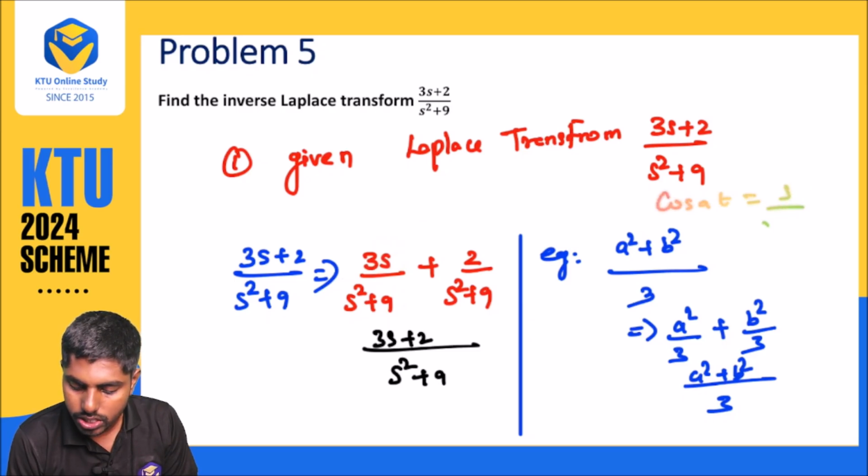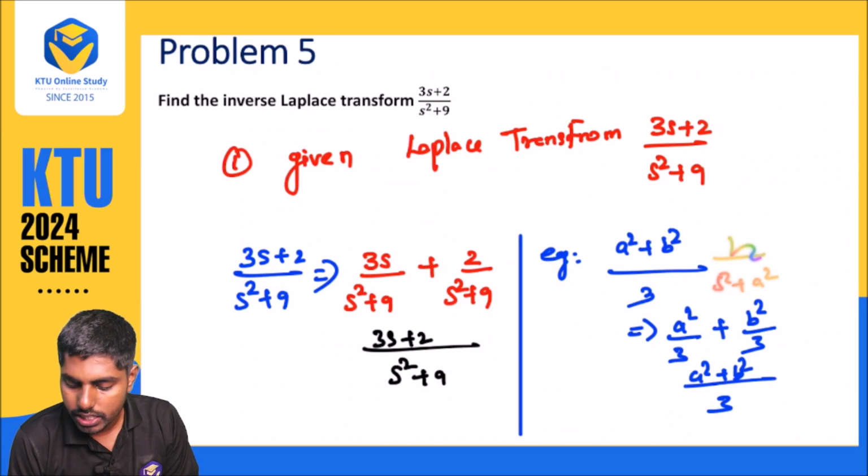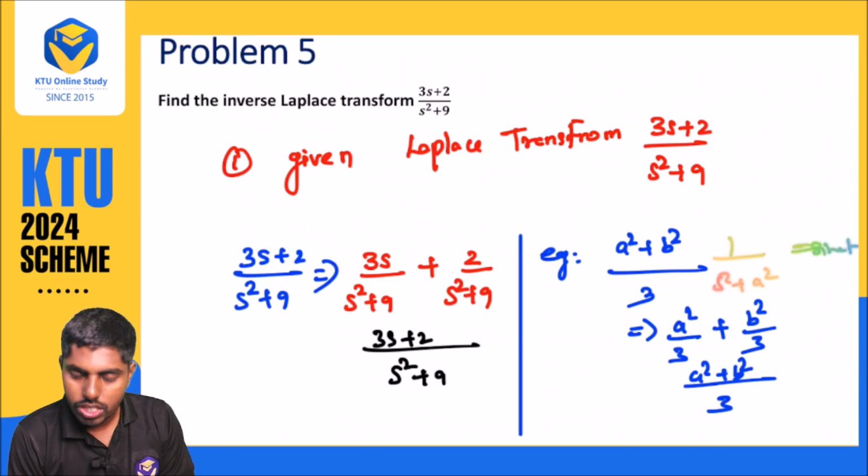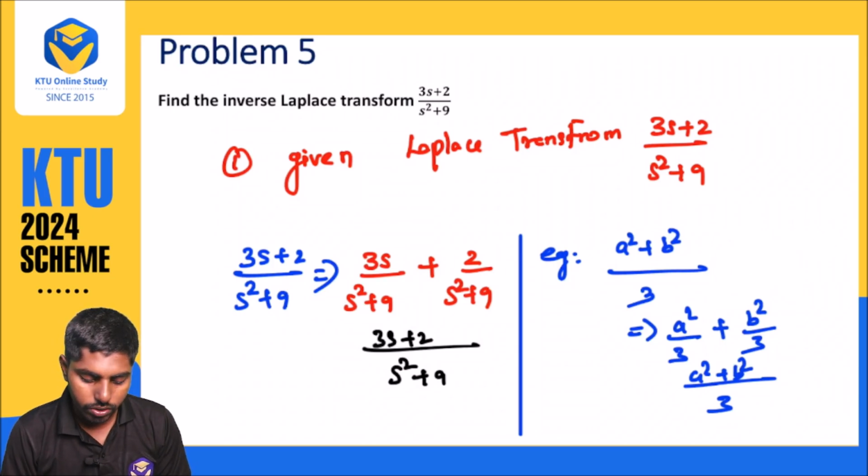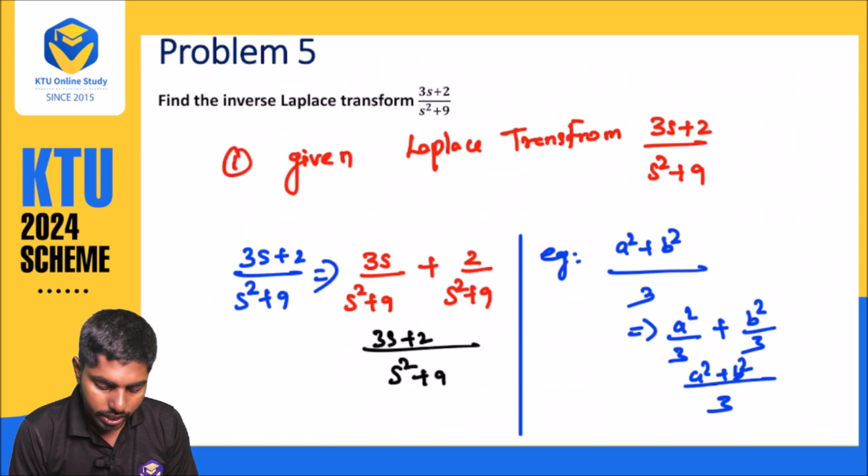It is nothing but cos at, that is x square plus a square. Similarly, any constant term divided by x square plus a square is nothing but what, sine at. So just applying that value, we are able to find out. Then taking the L inverse, we are getting the required answer.